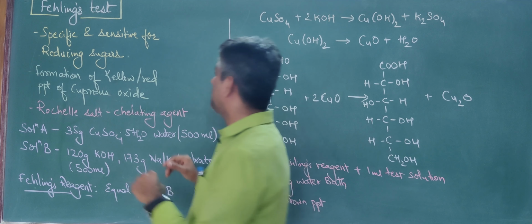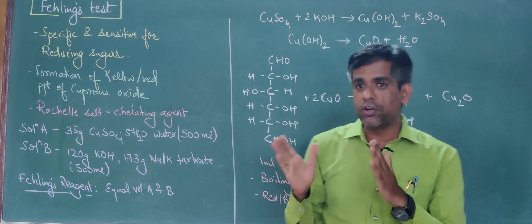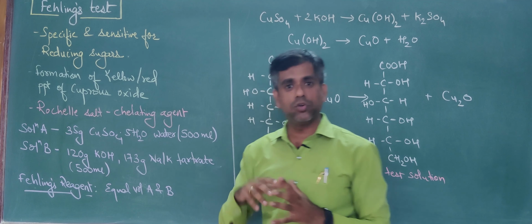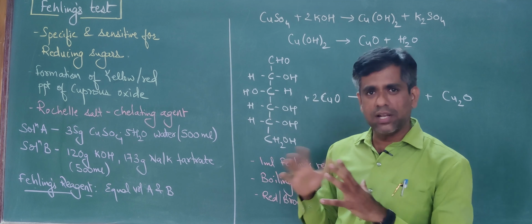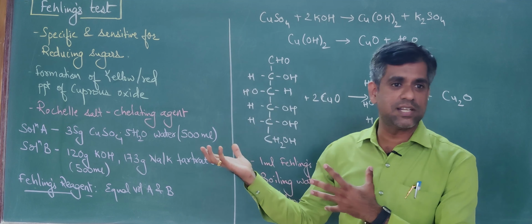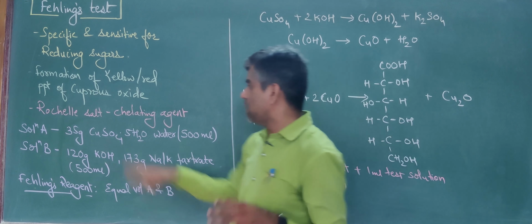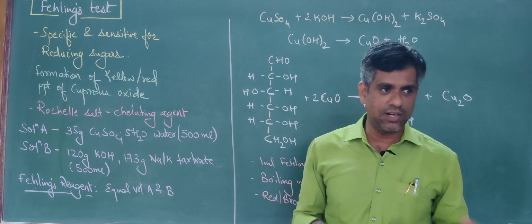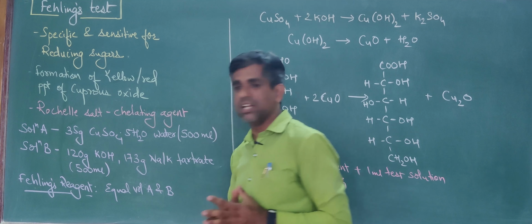So, Fehling's test, as I told, differentiates between reducing and non-reducing sugars. There is formation of a yellow-red precipitate, similar to what we saw in the Benedict's test. A similar kind of reaction takes place here. In the Benedict's test, sodium citrate acted as the chelating agent. Here you have Rochelle salt, which is the sodium potassium tartarate. Another name for sodium potassium tartarate is Rochelle salt, which acts as the chelating agent.